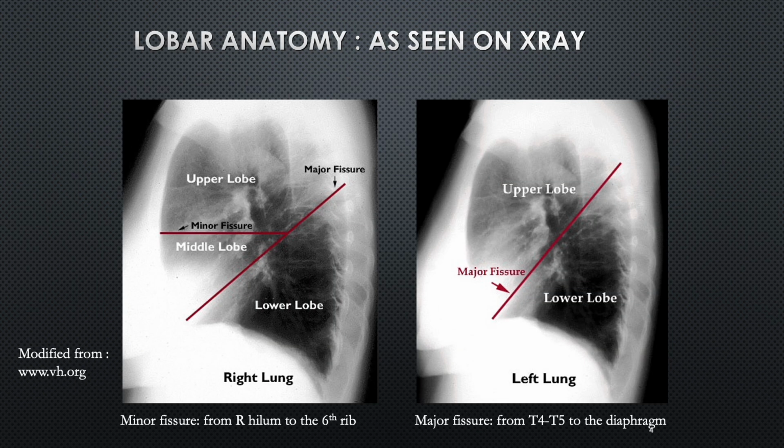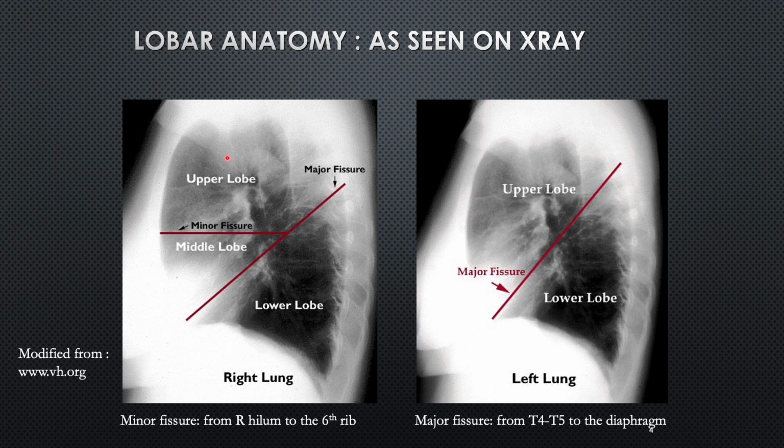Also, when we look at the CT scan, it's good to remember and replicate the image of what we might see on an X-ray, because an X-ray, particularly a lateral X-ray, is very helpful in delineating the lobes. So if you look at this, we know that there's a major fissure which starts from T4, T5 and extends to the diaphragm on either side. On the right side, the minor fissure starts from the hilum to the 6th rib or to the chest wall.